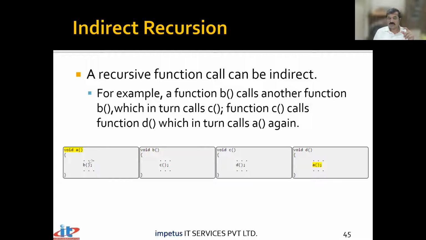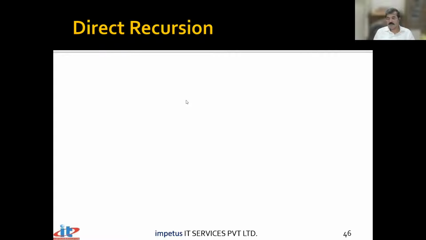So although A is not calling itself, A calls B, B calls C, C calls D, and D calls A. So indirectly, it becomes a recursive call. This is an indirect recursion that you may come across. But what we are going to focus on is more on direct recursion.